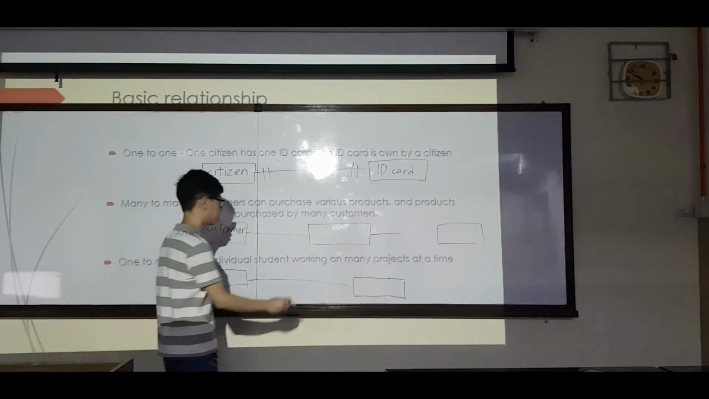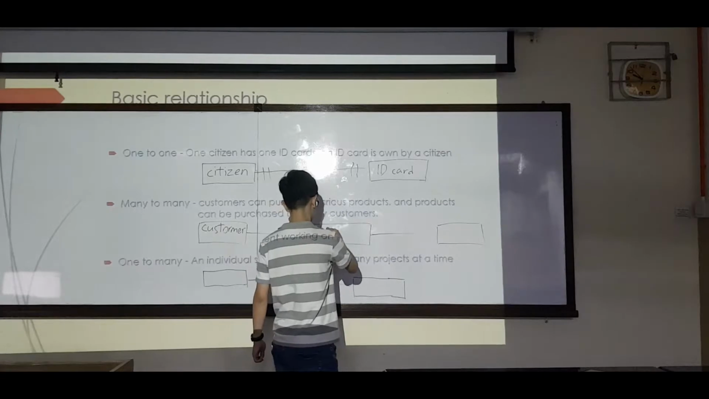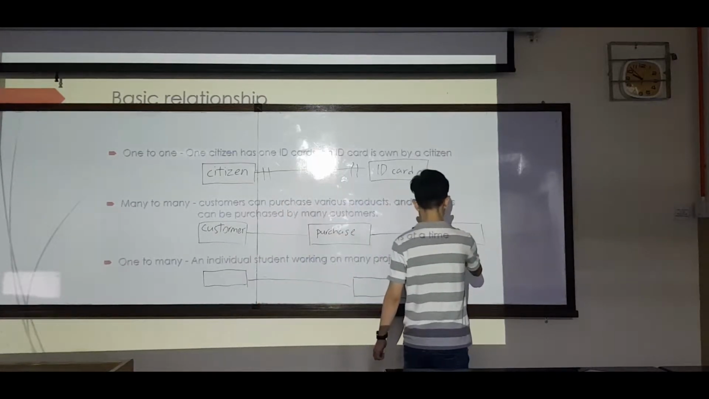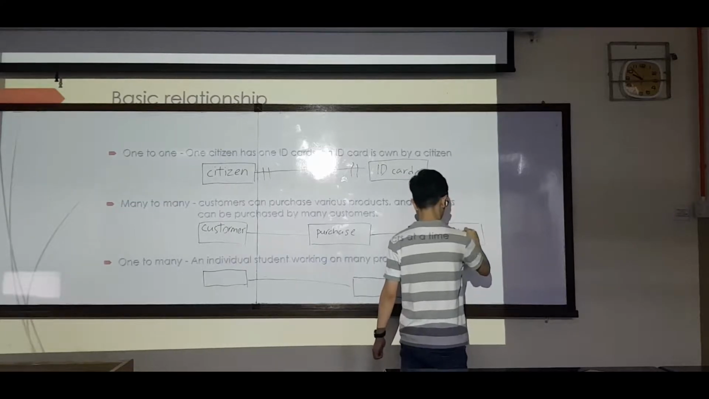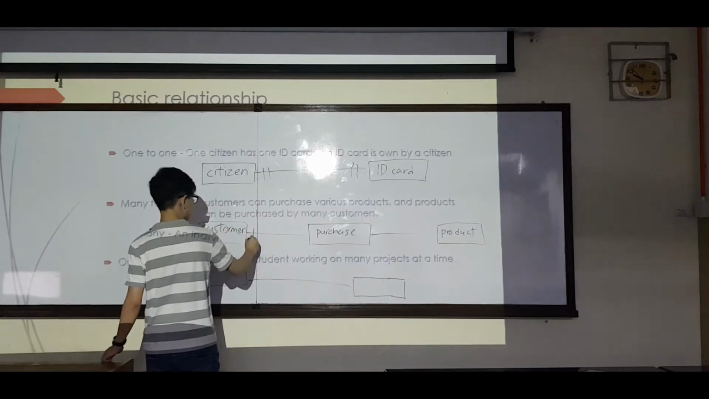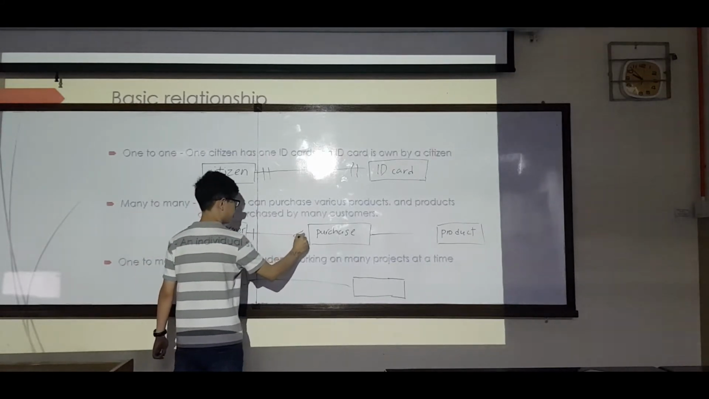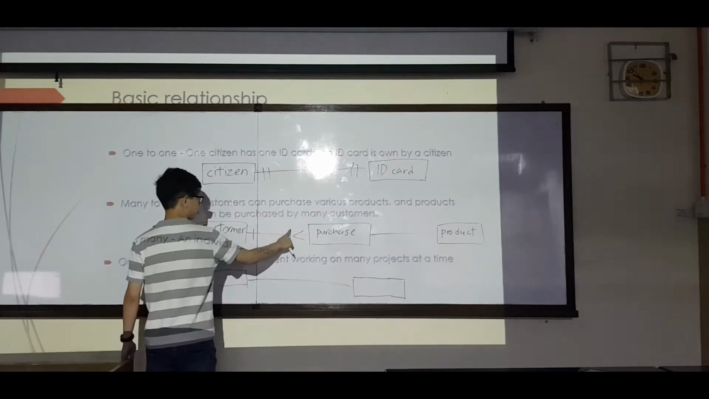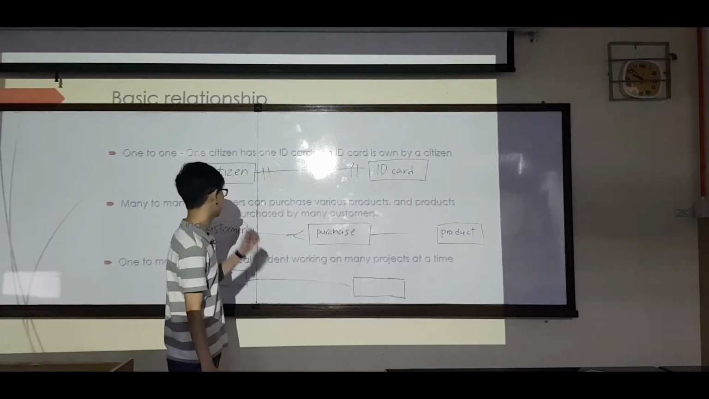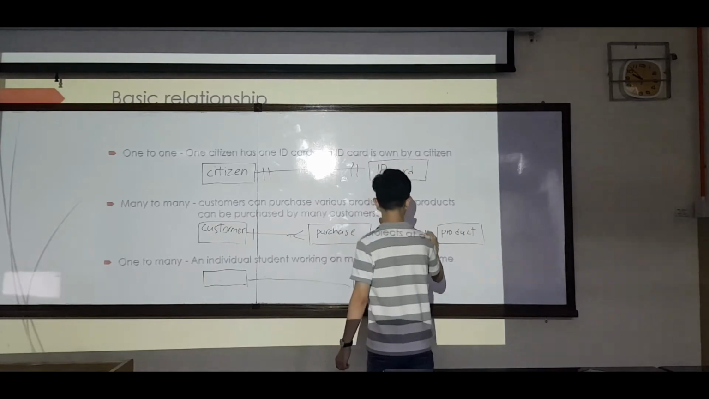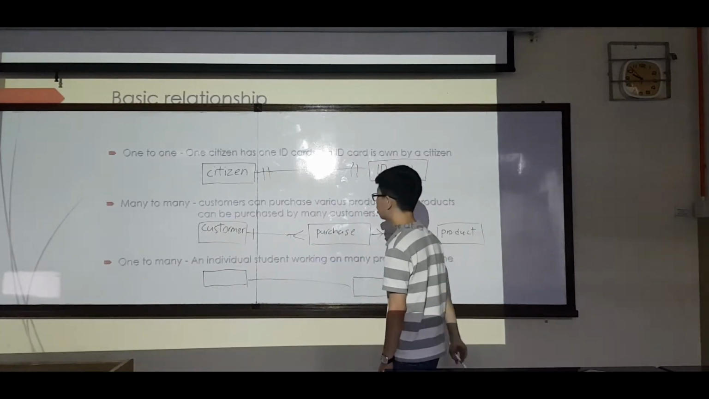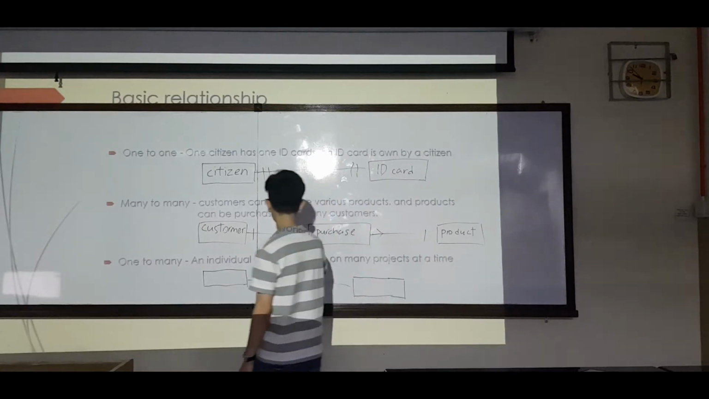Customer, purchase, product. A customer can purchase various products, and a product can be purchased by various customers. Okay.